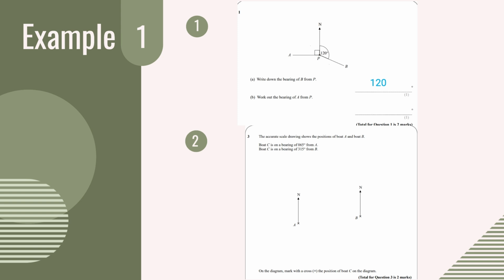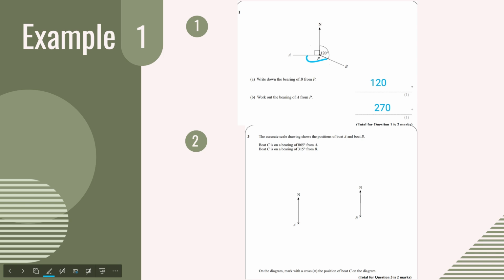We then have to work out the bearing of A from P. So remember, we'd have to go clockwise all the way and add 120 to whatever this is. Or we can do what I said before. We know our anti-clockwise angle of 90, and we do 360 minus 90 to give us our angle of 270.